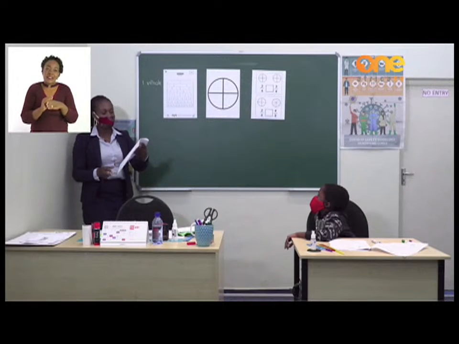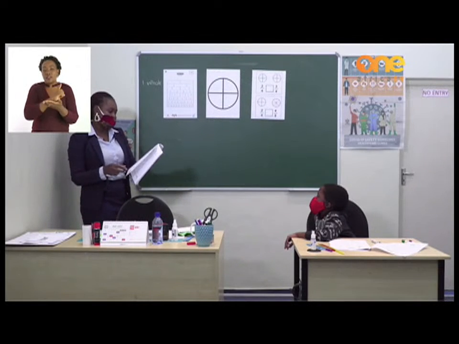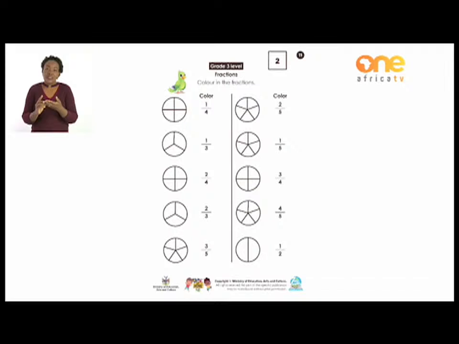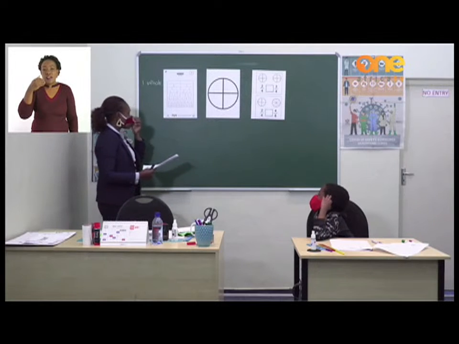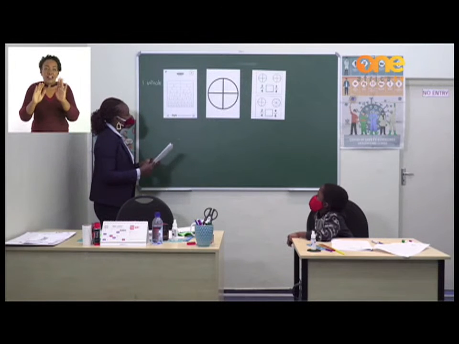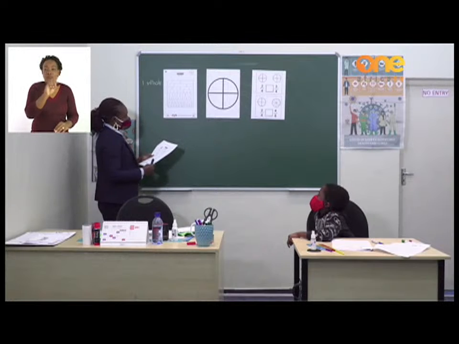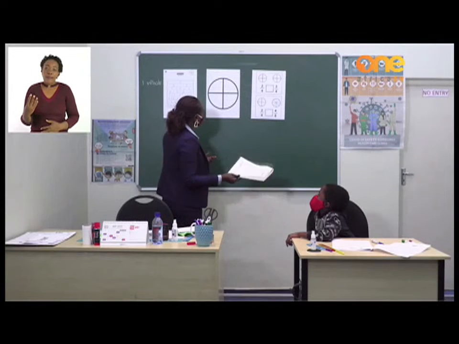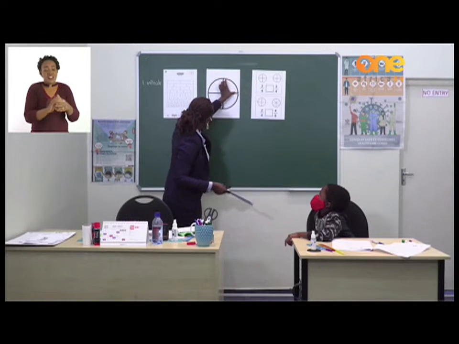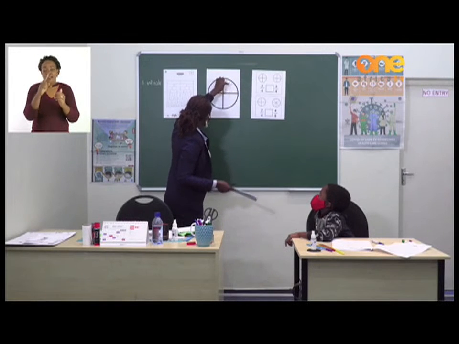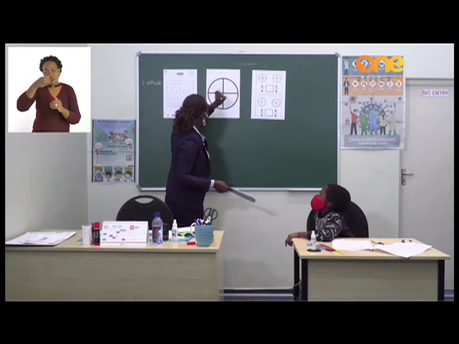Let's now turn to page 11, where we are going to color the fractions. I have my picture here. It's a pizza. This is a pizza. So we want to color 1/4. Which means my friend here will eat one part. This one part out of the 1, 2, 3, 4.